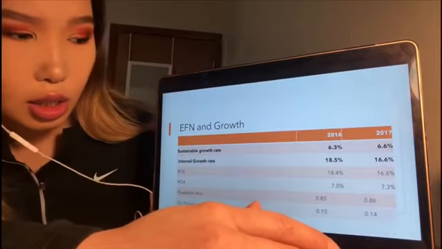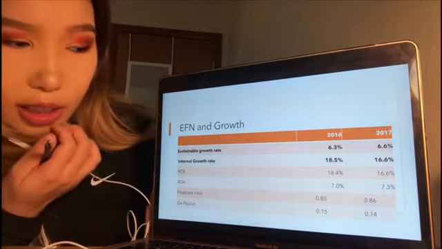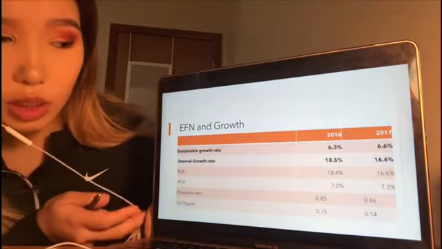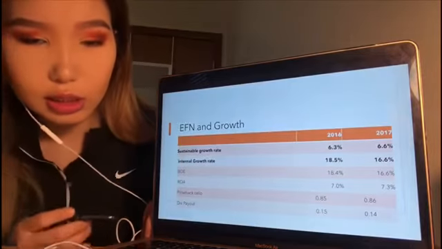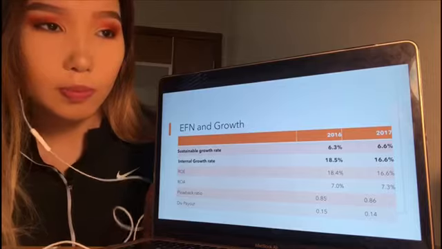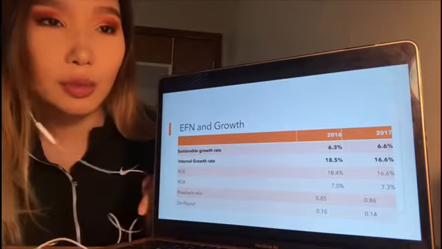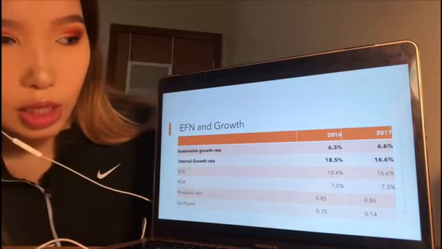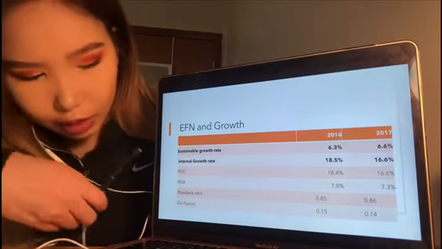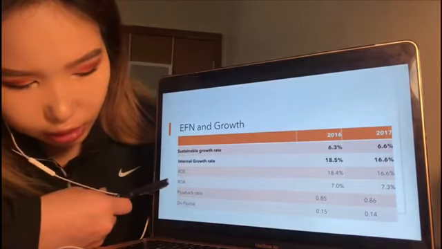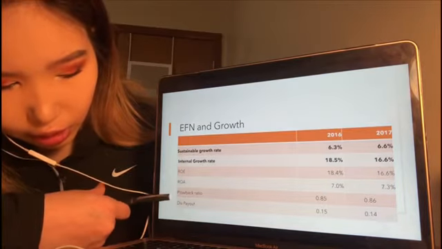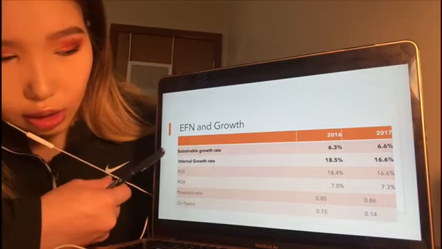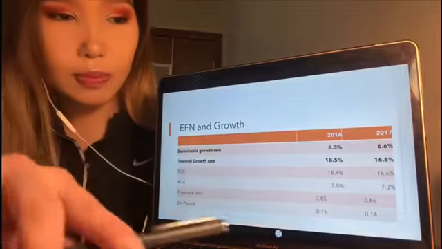Okay, and then I also calculated the sustainable growth rate and the internal growth rate. These two numbers basically tell us how much the company can grow without any external financing. These were the rates that I found, and this is also how I found the ROE and ROA. I used the plowback ratio and the dividend payout ratio to find the sustainable growth rate and the internal growth rate.